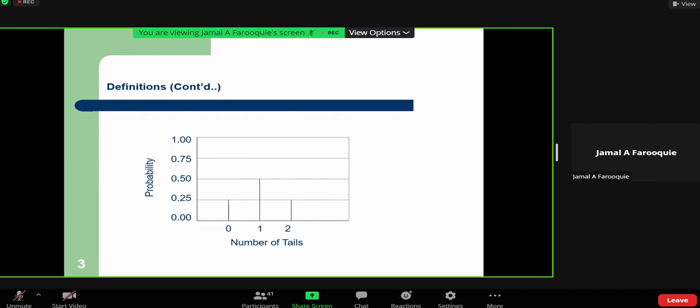These are the outcomes in terms of tails, if you are interested in tails. Similarly, we can be interested in heads or any other outcome depending on the experiment. So what is the probability that there will be no tail? 1 by 4, 0.25. Can you see this screen? And what is the probability of having one tail? 0.5. And of having 2 tails? 0.25.